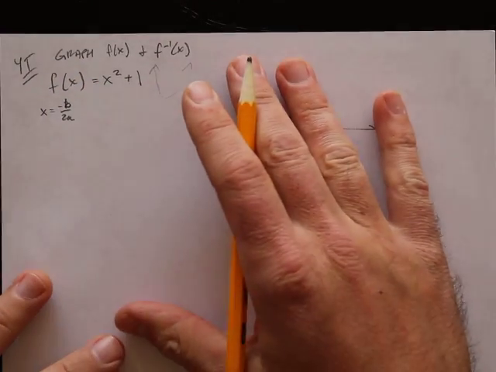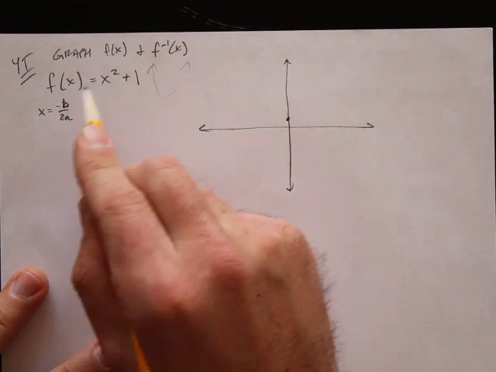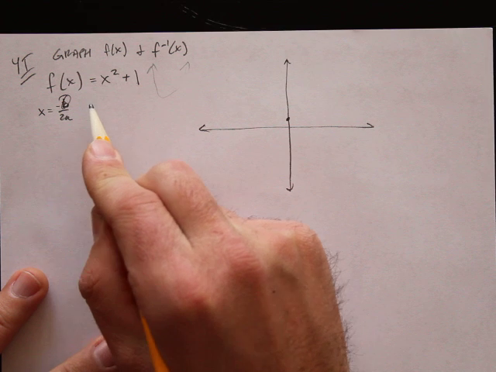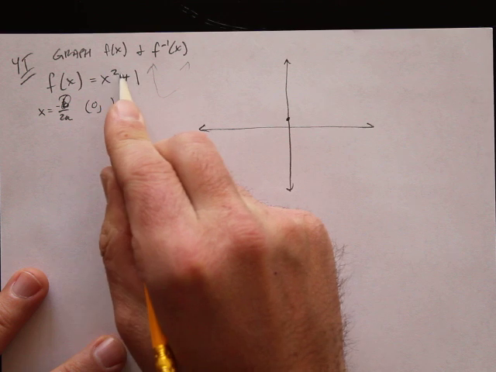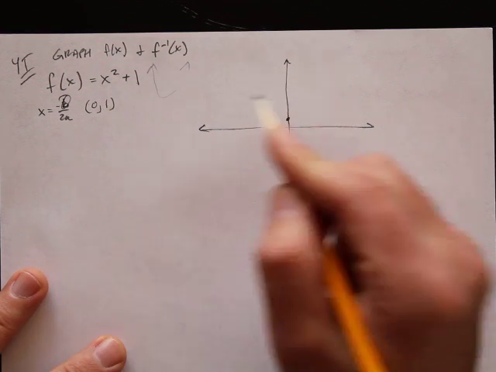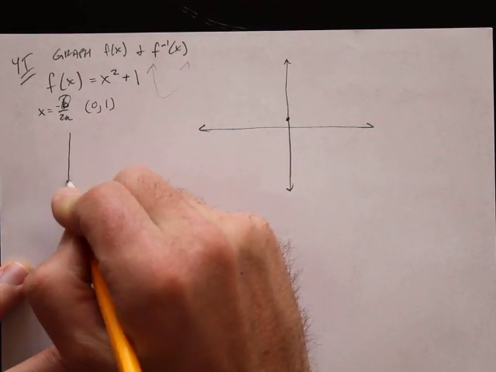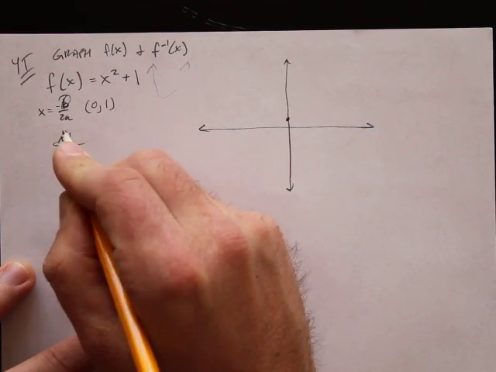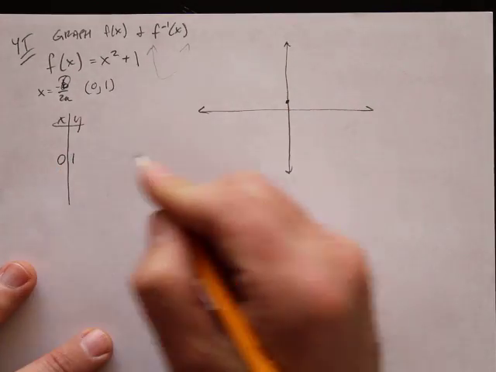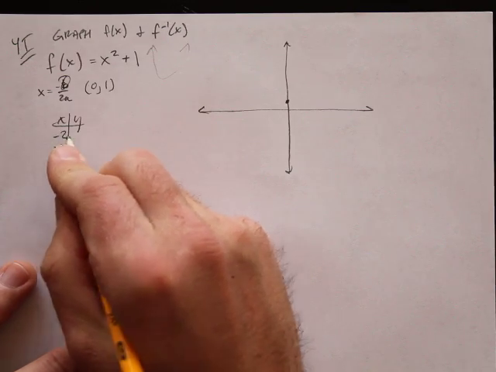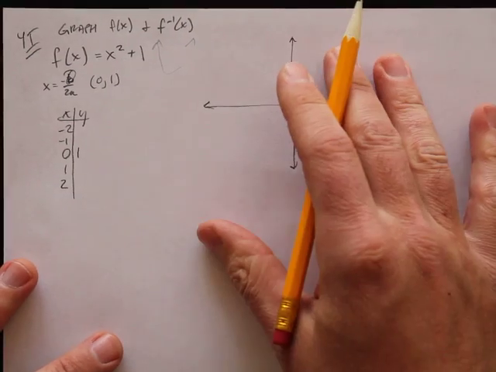So negative b, that's 0, because there's no b value here, it's just 0. So my whole thing is going to be 0. So my x value is 0. When I plug 0 in for x, I get 1. So there's my vertex at 0, 1. So I'm just going to do a t-table. I'm going to do 2 points on each side of 0. So there's my 0, 1, there's my vertex. Look at negative 1 and negative 2, positive 1 and positive 2. And then I'll get my good graph here.